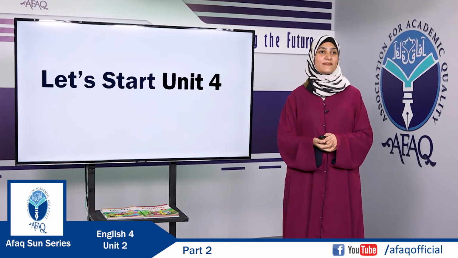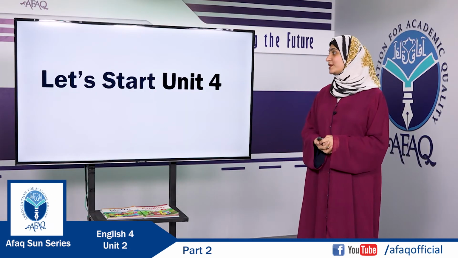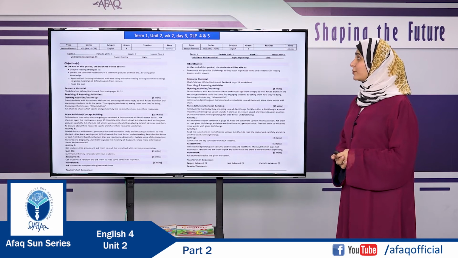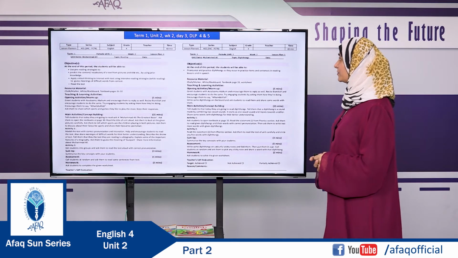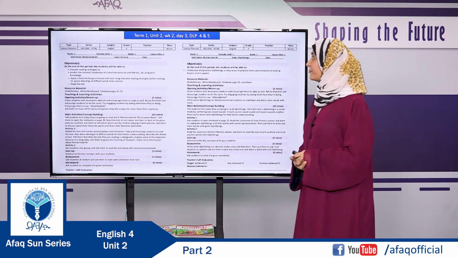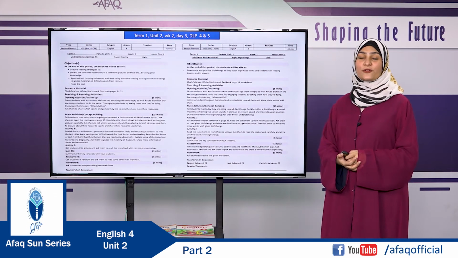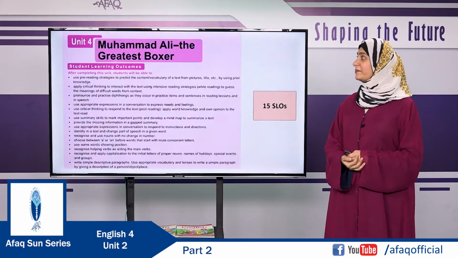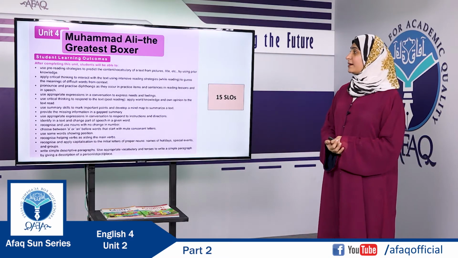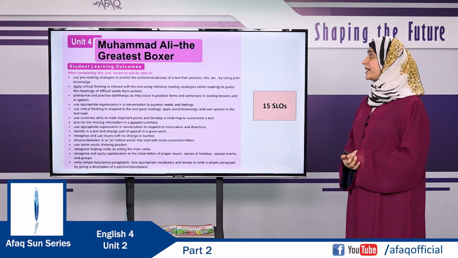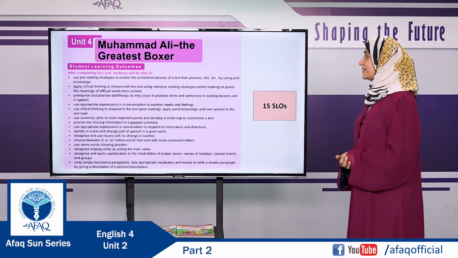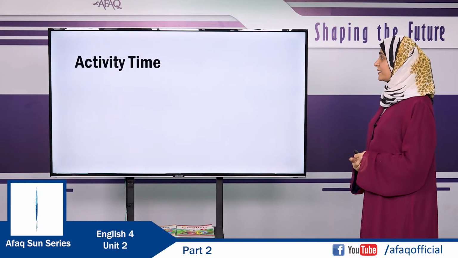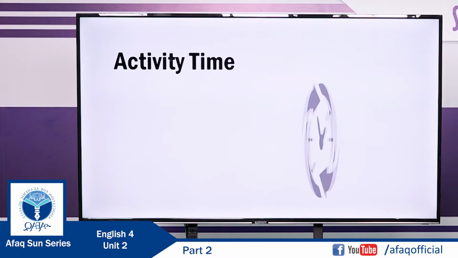Dear teachers, parents and students, it's time to start our Unit 4. This covers the Term 1, Unit 2, Week 2 and Day 3. The DLP 4 and 5 are given for your further assistance that will cover the following learning objectives. The Unit 4 is about Muhammad Ali, the greatest boxer. This covers the following student learning objectives. It's time to start our activity.